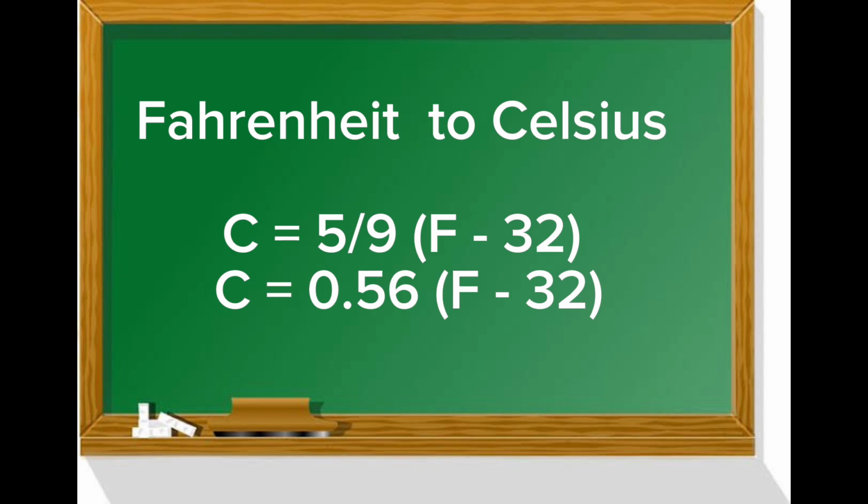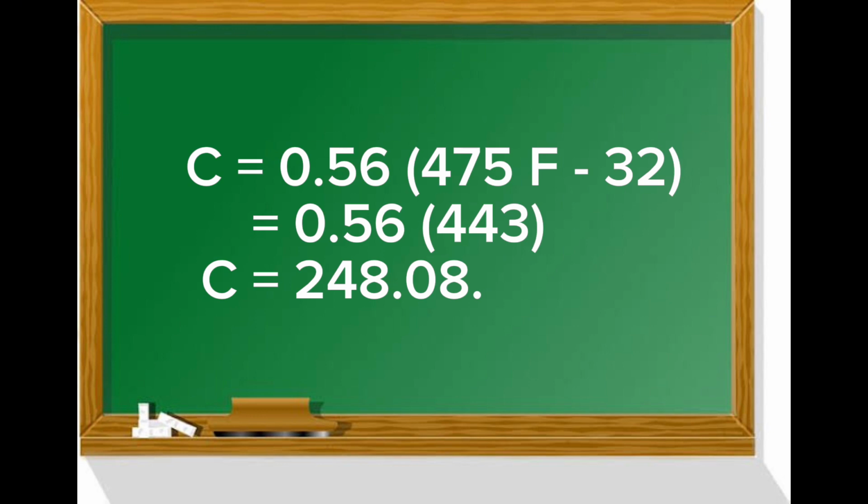The second formula, from degrees Fahrenheit to degrees Celsius, is: degrees Celsius equals 5 over 9 times degrees Fahrenheit minus 32, or degrees Celsius equals 0.56 times degrees Fahrenheit minus 32. For example, degrees Celsius equals 0.56 times 475 degrees Fahrenheit minus 32, equals 0.56 times 443, equals 248.08 degrees Celsius.